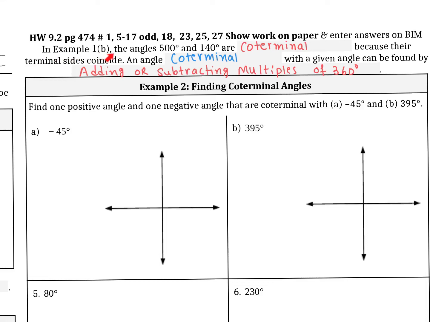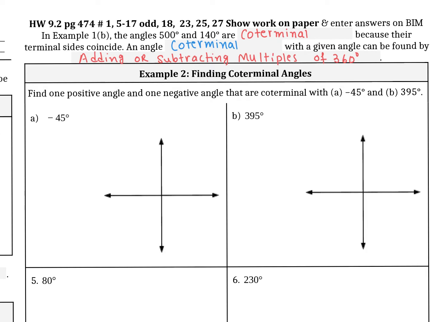In example 1b, the angles 500 and 140 are coterminal because their terminal sides coincide. An angle coterminal with a given angle can be found by adding or subtracting multiples of 360. For example 2, finding coterminal angles for negative 45. Find one positive angle and one negative angle that are coterminal with negative 45 and 395.